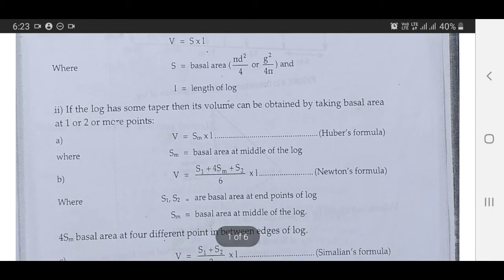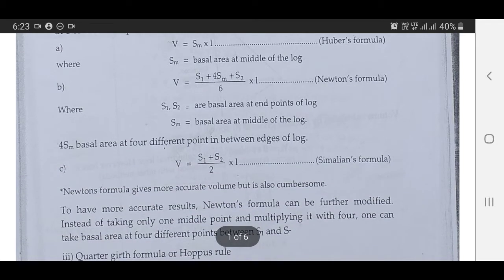Second, V is equal to S1 plus 4Sm plus S2 upon 6 into L. This is called Newton's formula, where S1 and S2 are basal area at end points of log, and Sm is basal area at middle of the log. And third formula, V is equal to S1 plus S2 divided by 2 into L. This is called Smalian's formula.